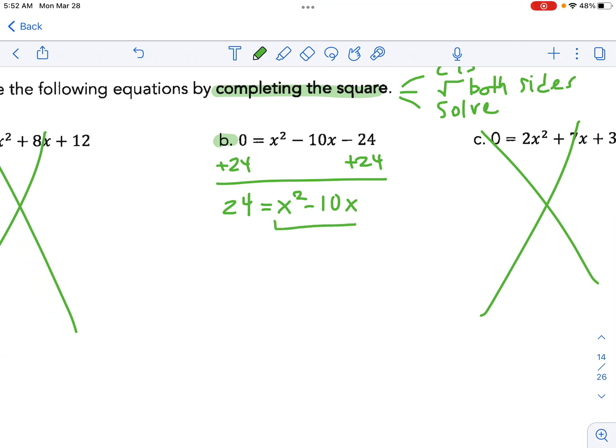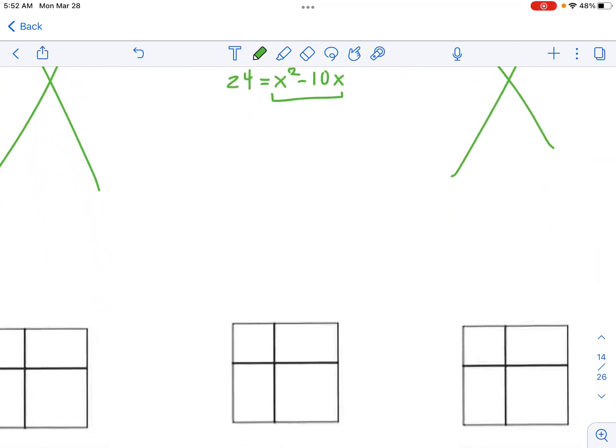Okay, so this is the completing the square portion. That goes in the graphic below. We know this is x squared, and we have to take negative 10x and put it into these two spots, and we have to divide it equally. That means that negative 5x goes in each one of those spots.